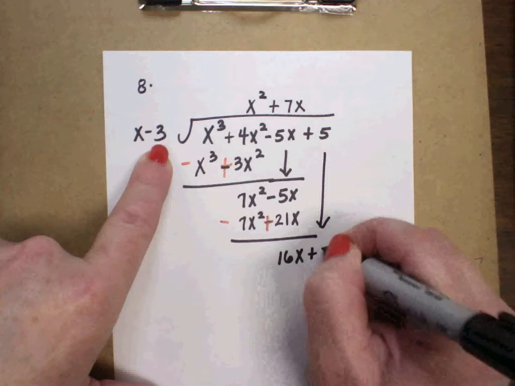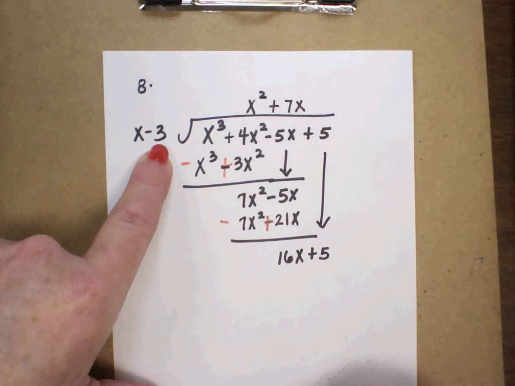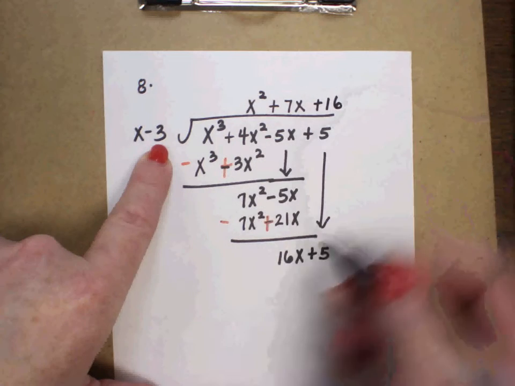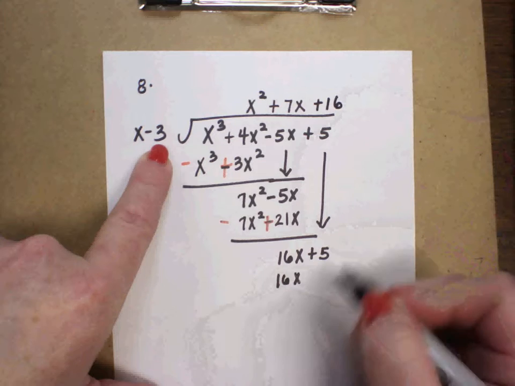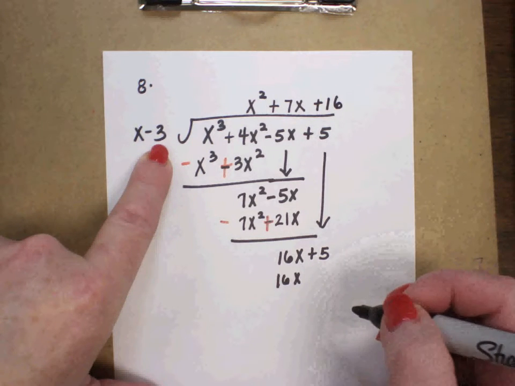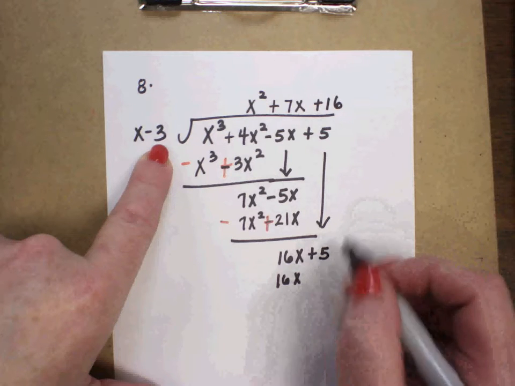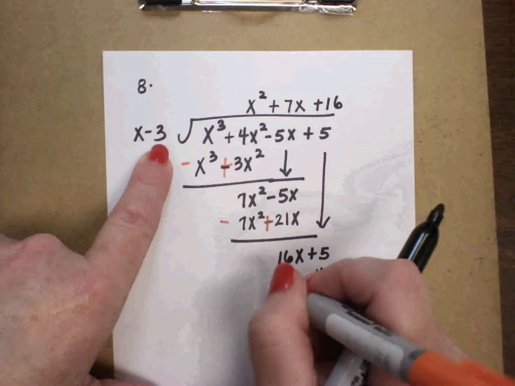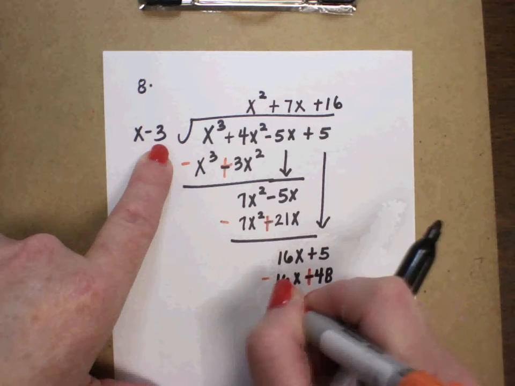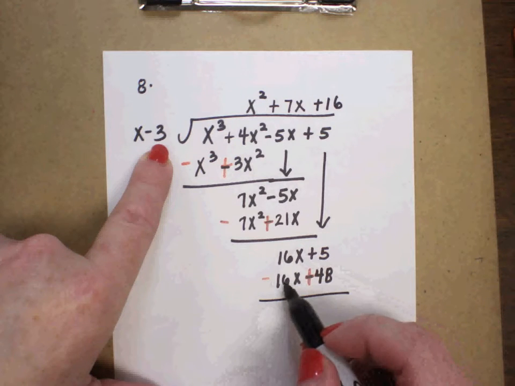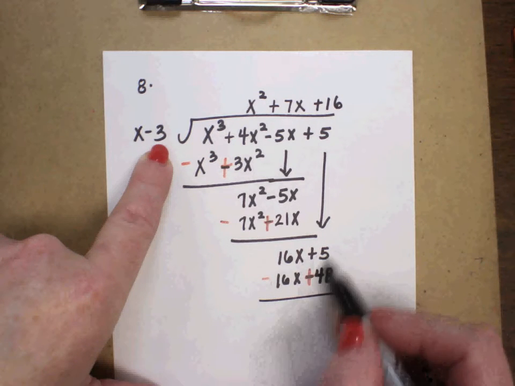Okay? So plus 16. 16x, is that 40 something? No. Yeah, 48. Is that 48? Can somebody double check? Is it 48? Yes, thank you. So this would be minus and that would be plus. So 16x and negative 16x is 0. But what is 5 and 48? 53. All right, so let's write it the right way.